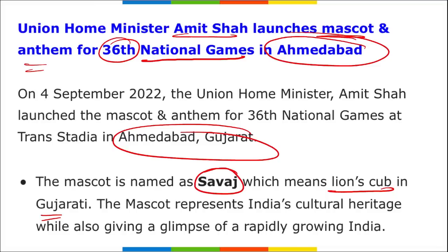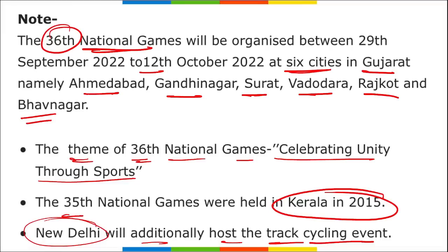So what are the things you need to remember here? That we are talking about the 36th edition of the National Games. They will be held in Gujarat, Ahmedabad. The mascot here is Swaj, and Swaj means Lion's Cub in Gujarati. Then the theme of the 36th National Games is celebrating unity through sports, and the 35th edition of the National Games was held in Kerala in 2015, and in 2022 we are observing the 36th edition of the National Games.